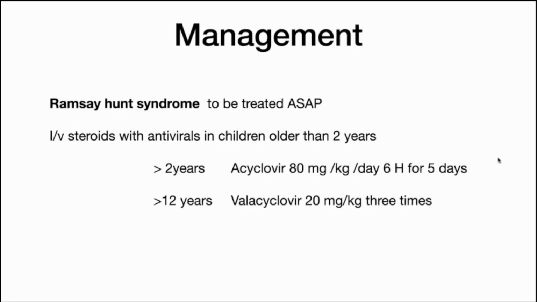In case of herpes zoster oticus or Ramsay-Hunt syndrome, it is to be treated as early as possible: intravenous steroids with antivirals in children older than 2 years. For more than 2 years, you can give acyclovir 80 mg per kilogram per day, 6 hourly for 5 days. For more than 12 years, it can be valacyclovir 20 mg per kilogram 3 times a day, to a maximum of 1000 milligrams.